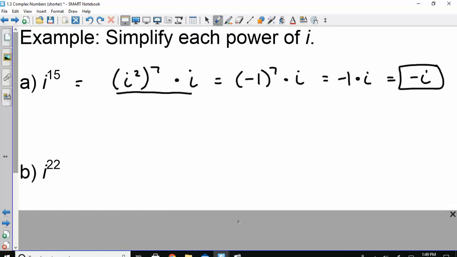Okay, let's try another one. So i to the 22nd power. How would I write this?